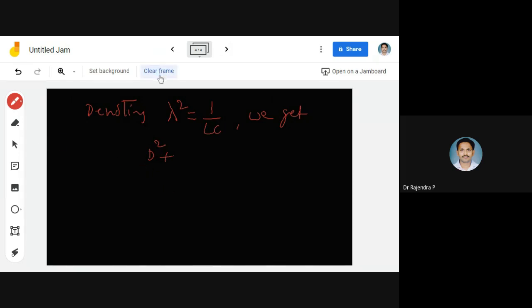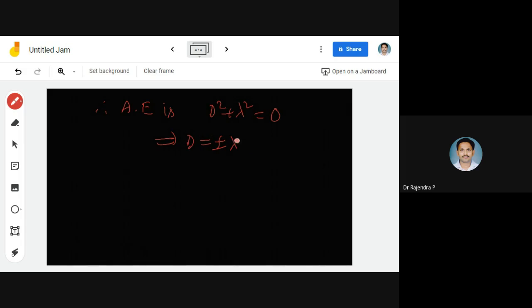So now from this, we'll take the auxiliary equation directly. Okay. So I will clear this frame. Therefore, the auxiliary equation is d square plus lambda square equal to 0, and then we can take the complementary function. So what are the roots? Plus or minus lambda i, alpha value 0, beta value is lambda.